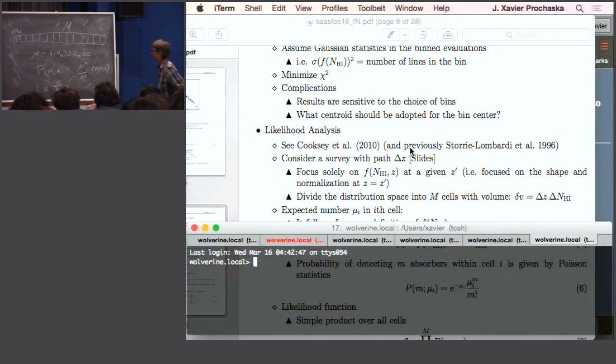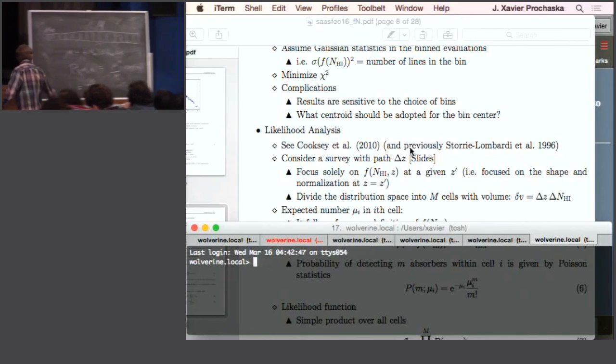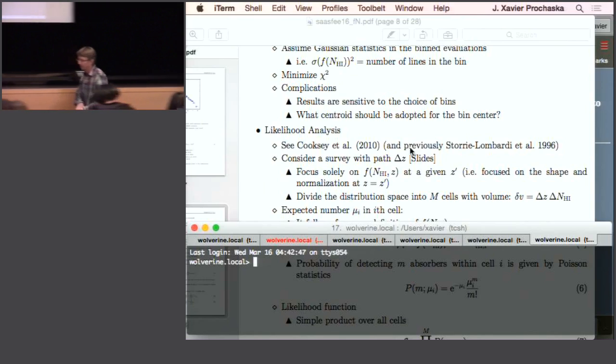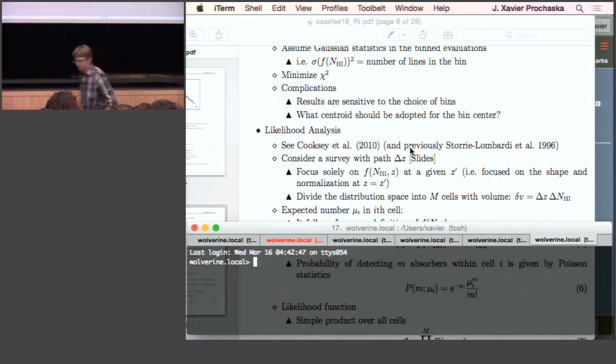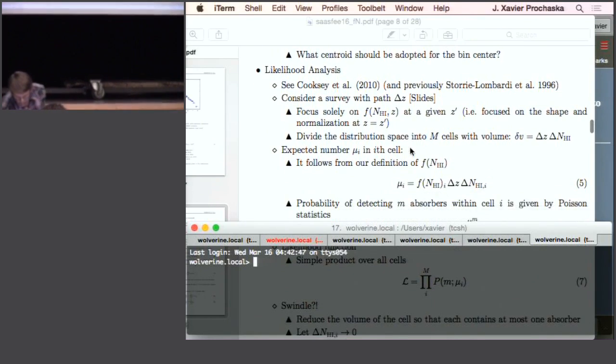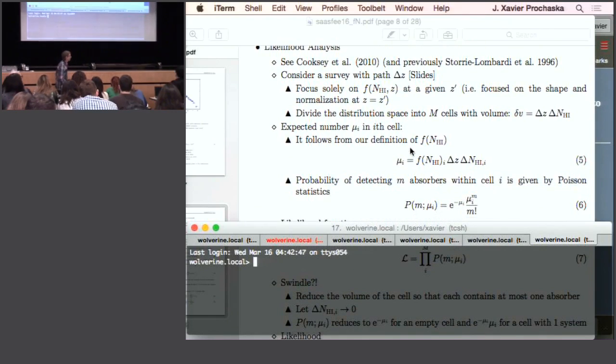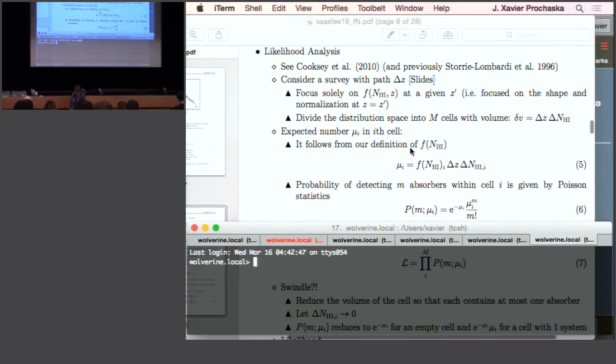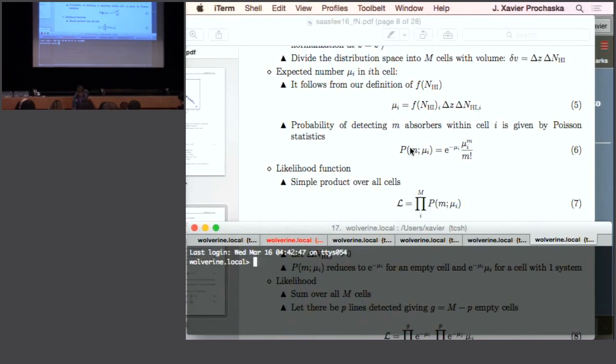Okay. So break up the volume into a series of cells. Use the fact that the mean number in each cell should be proportional to our frequency distribution, and the fact that we have a Poisson process under the assumption the absorption lines are uncorrelated, and you wind up with a simple description of the likelihood function.